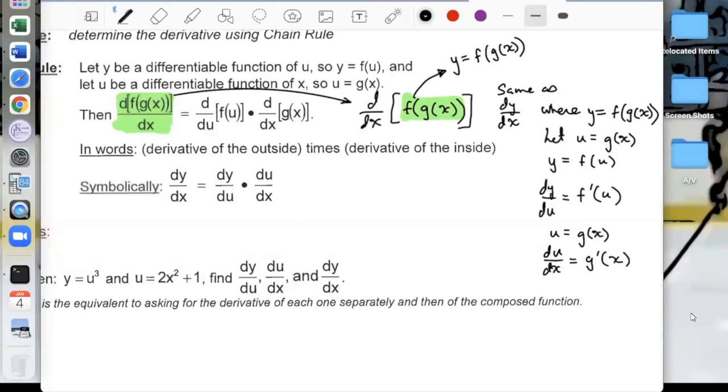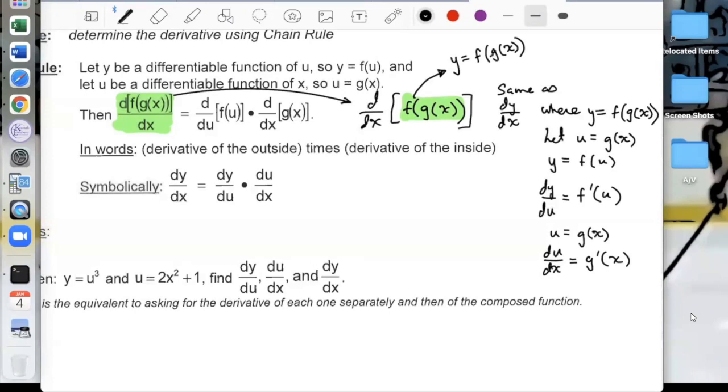So this is all well and good. It's great. We have derivatives of each part. We have the derivative of y, replacing the function g of x with a u. Great. We have a derivative where u is equivalent to that function g of x, also wonderful. But ultimately, I need dy dx, right?